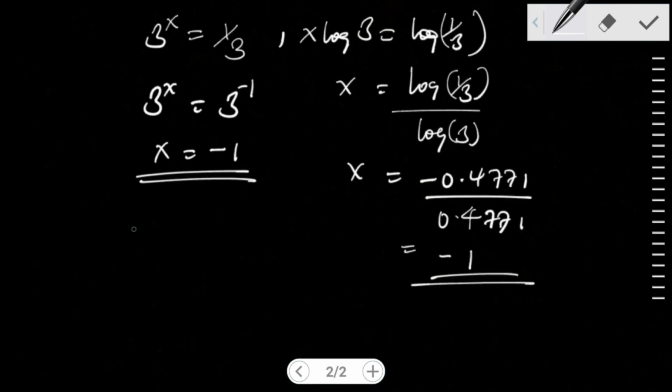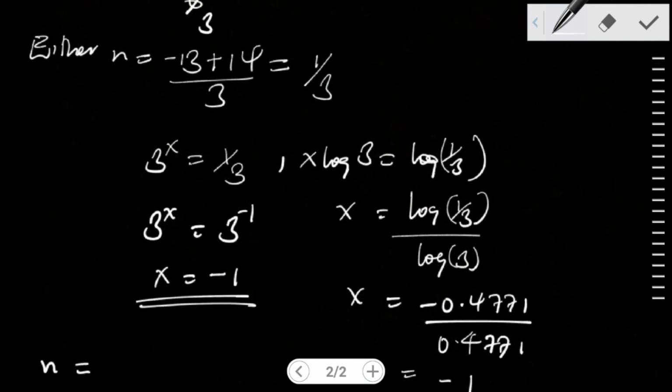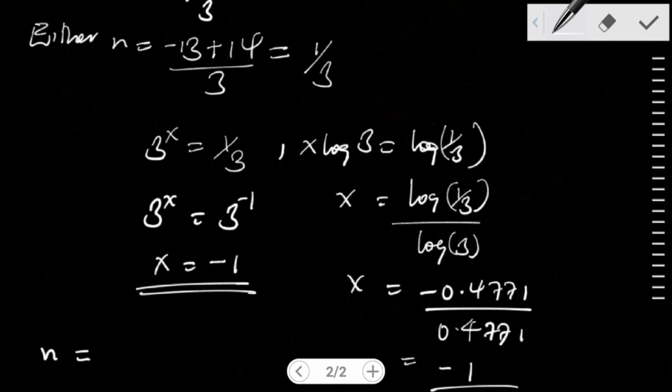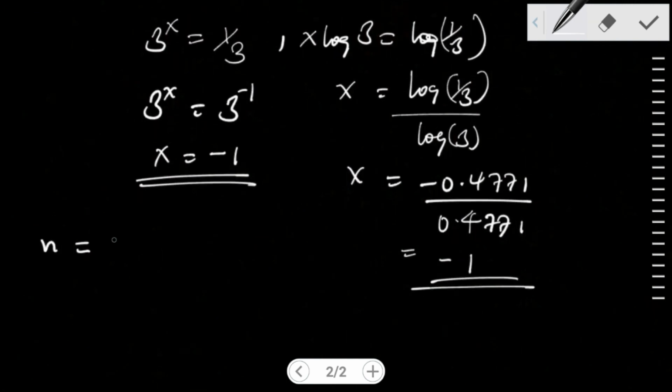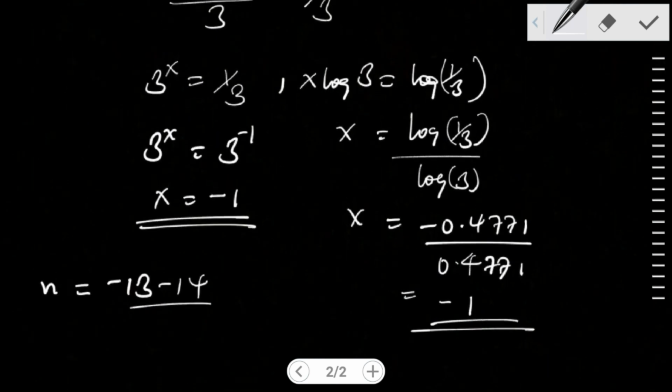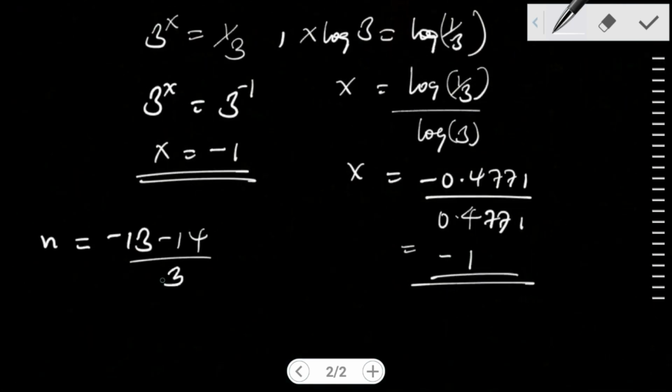So the next value of n is equal to negative 13 minus 14 all over 3, and this would be equal to negative 27 divided by 3, of which this is negative 9 in this case.